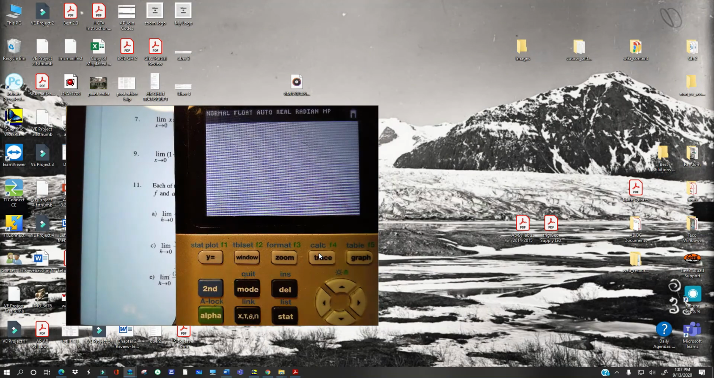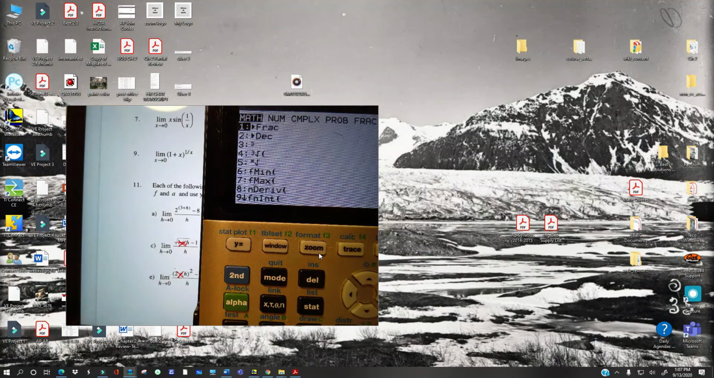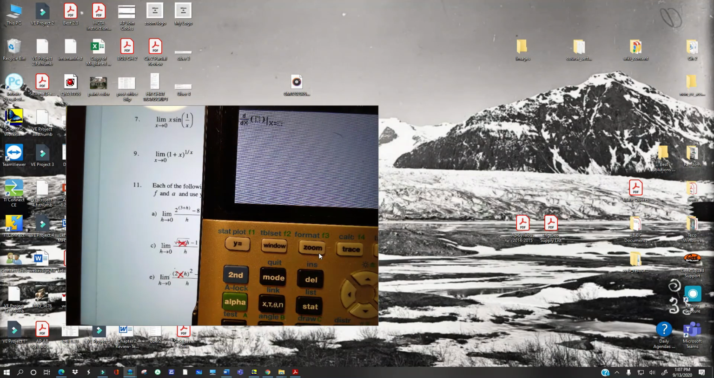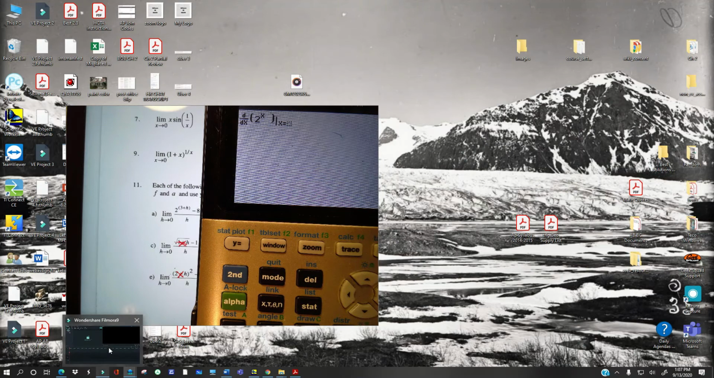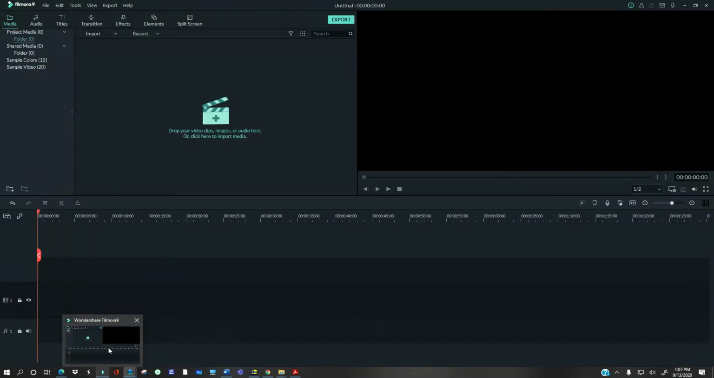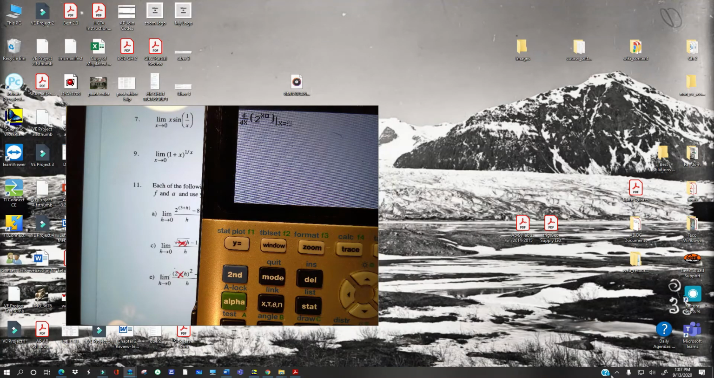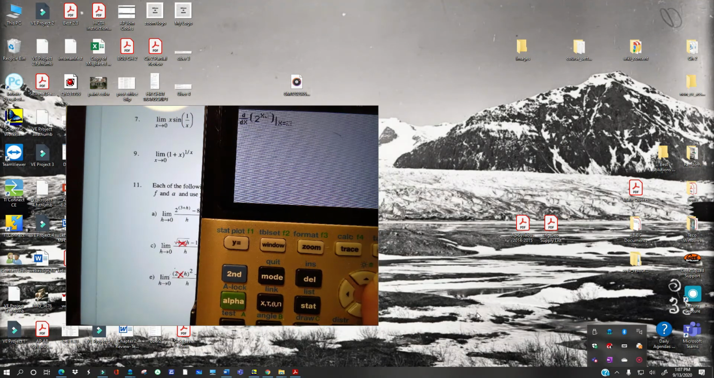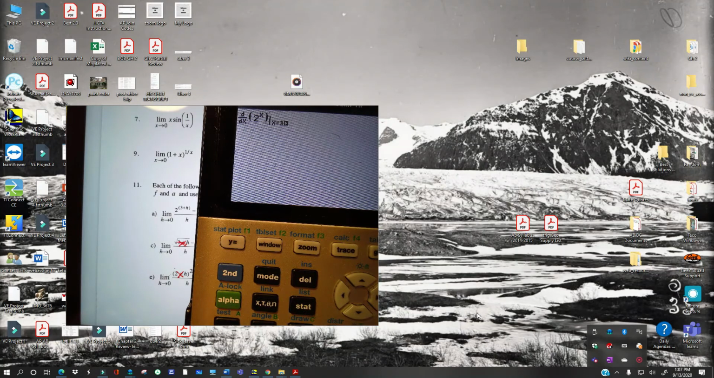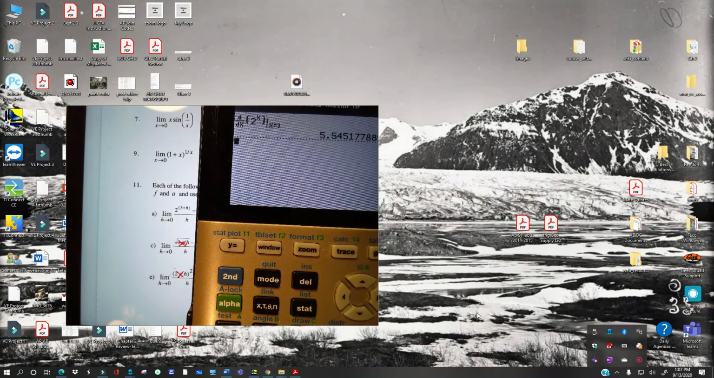I'm going to do it from the home screen, right? So we're going to do math 8 with respect to x, and our function was 2 to the x. Let me just check my editing software here because it made a funny noise and that concerns me. Seems to still be going. Okay, and we want the derivative at x equals 3, and there it is, 5.545. So that's my derivative at x equals 3.